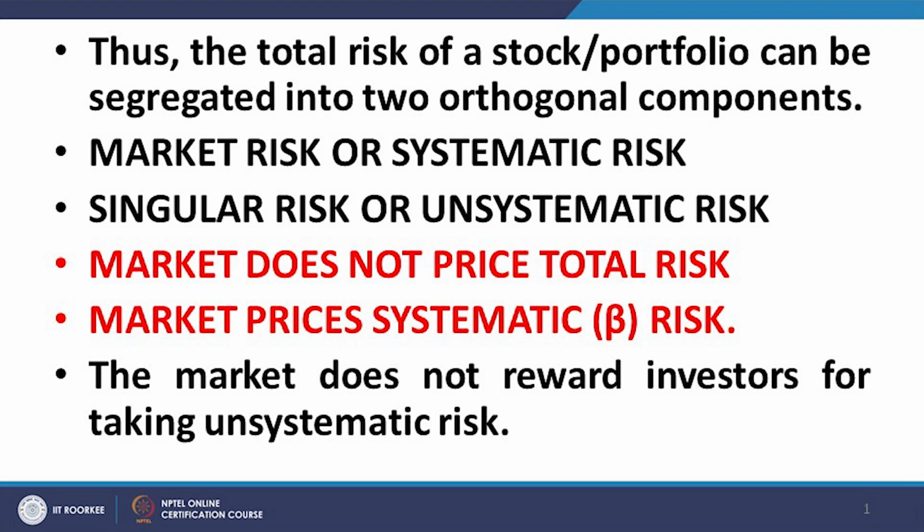Number 1, the market risk that arises from the market fluctuations, which is called the systematic risk, and number 2, the singular risk or the unsystematic risk that is specific to a particular security. Now, the most important takeaway of the capital asset pricing model is that the market does not price total risk, the market prices only the systematic risk.